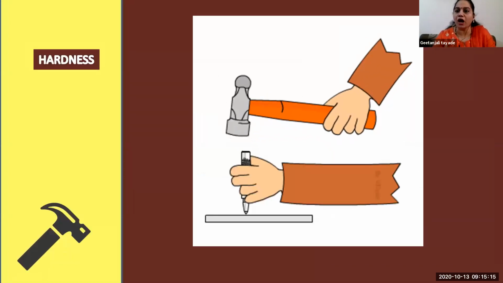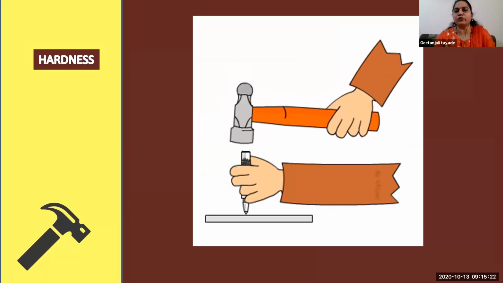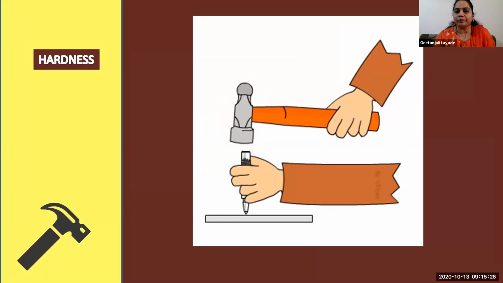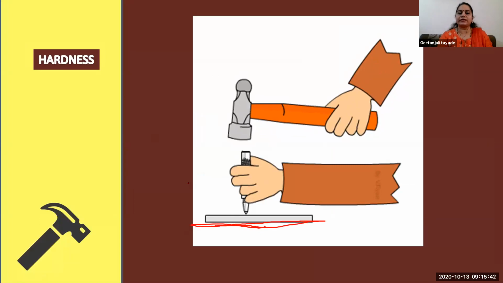The second one is hardness. Hardness is the opposite of brittleness. That means the substance offers very high resistance. See here, the person is hammering a nail, you know? That substance is very hard, so the person needs to hammer the nail. So this is called hardness. The substance is showing a lot of resistance.